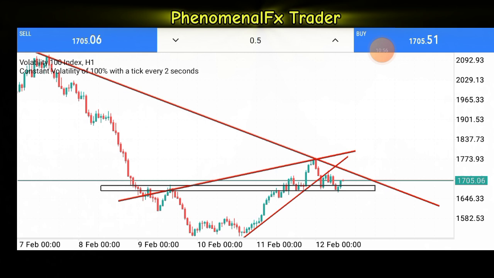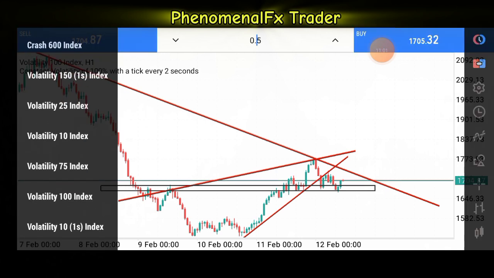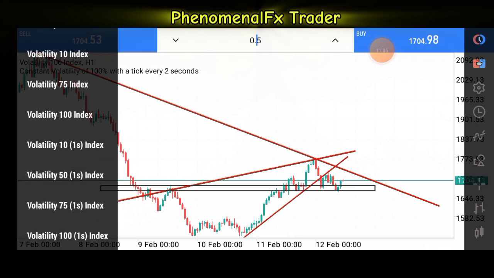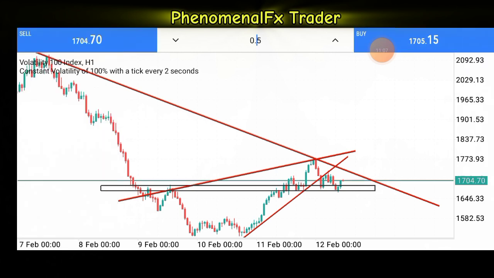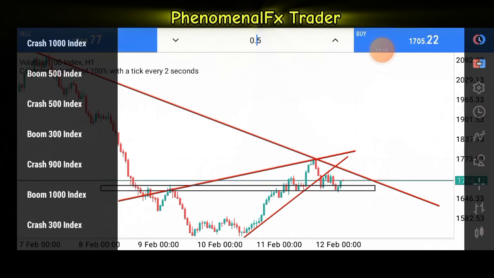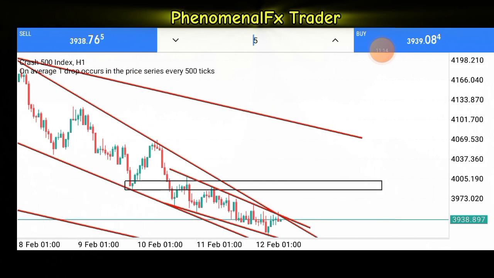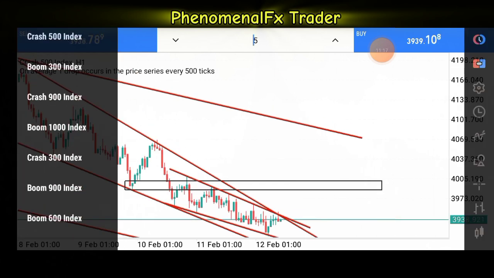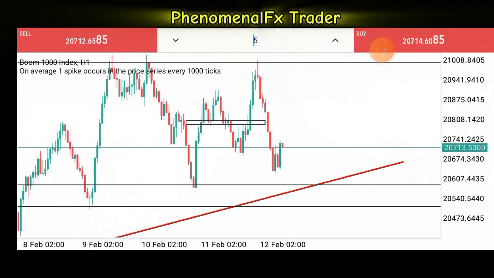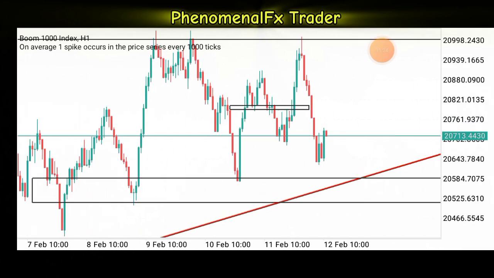All right, and there is another pair I would want to share with you guys. Which pair is that? Let's look at it. I think this is the boom 500 index. All right, okay, yes, I think it was crash 500 index. Okay, crash 500 index. No, let me just touch, I shared a video yesterday about boom 1000 index, how to scalp it, how to scalp boom 1000 index, guys.